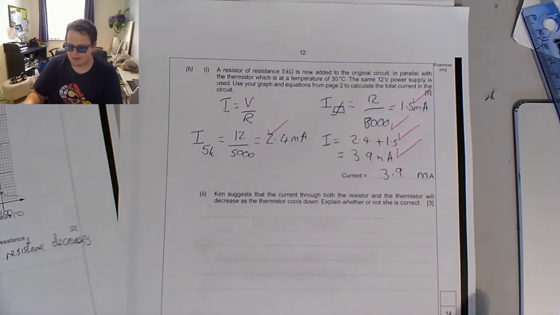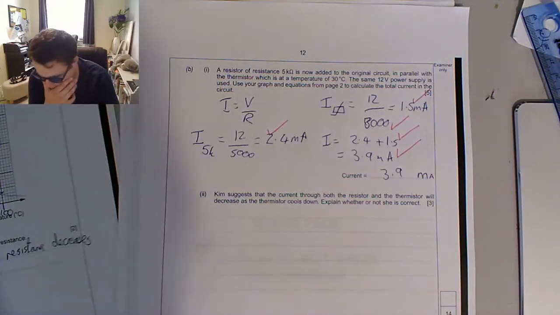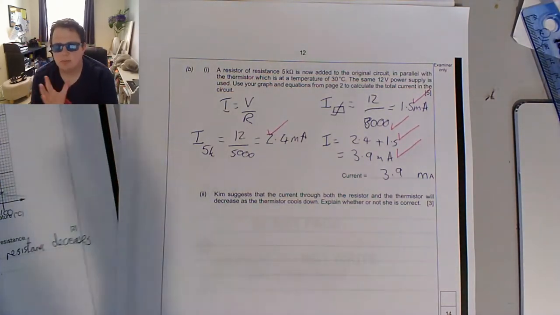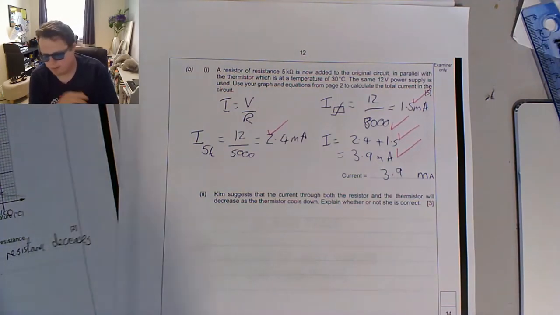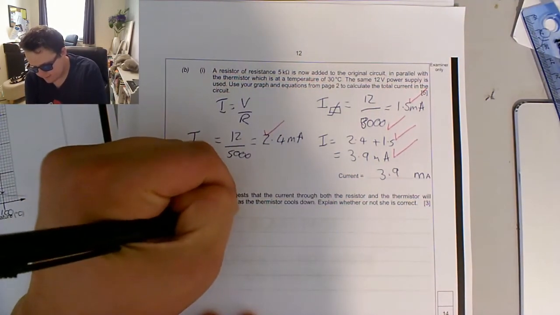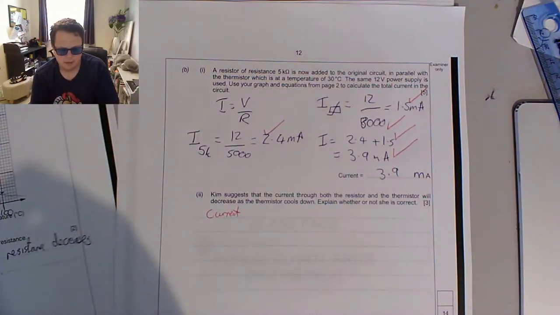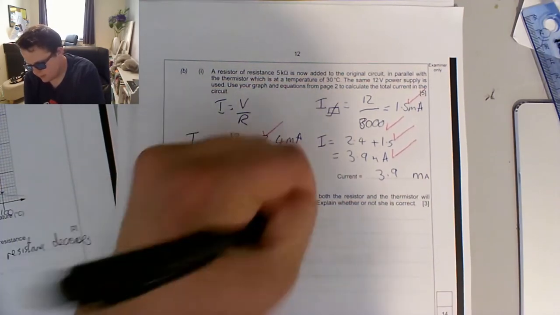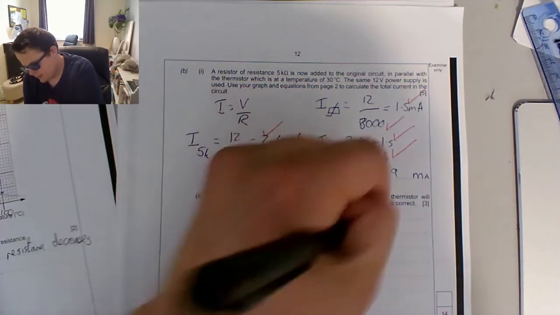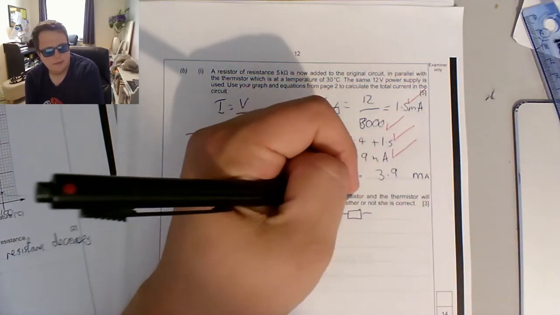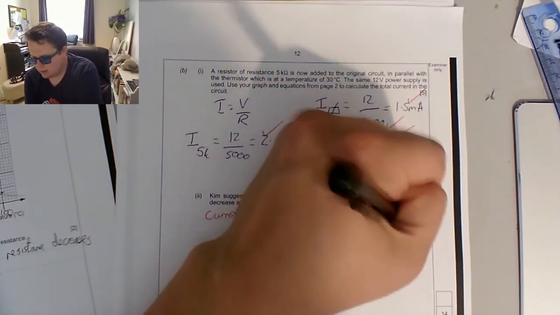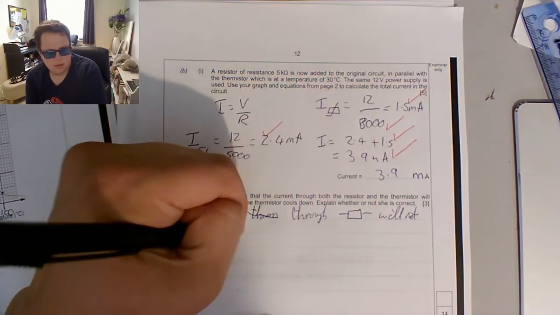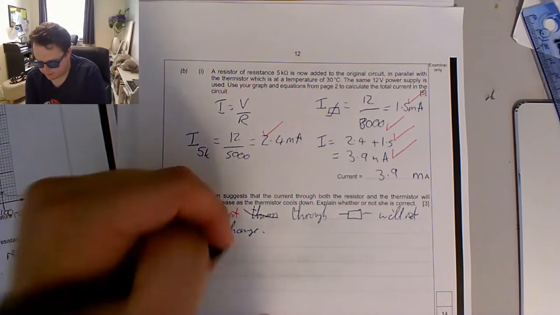Okay. Kim then suggests that the current through the resistor and the thermistor will decrease as the thermistor cools. Explain whether she is correct or not. Well, resistors, the temperature, definitely in this range, has no effect. So current through resistor will not change. So that's 1 mark.